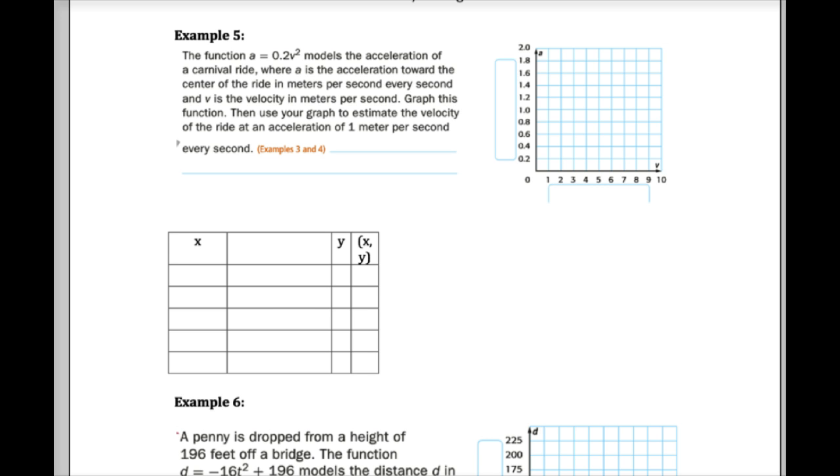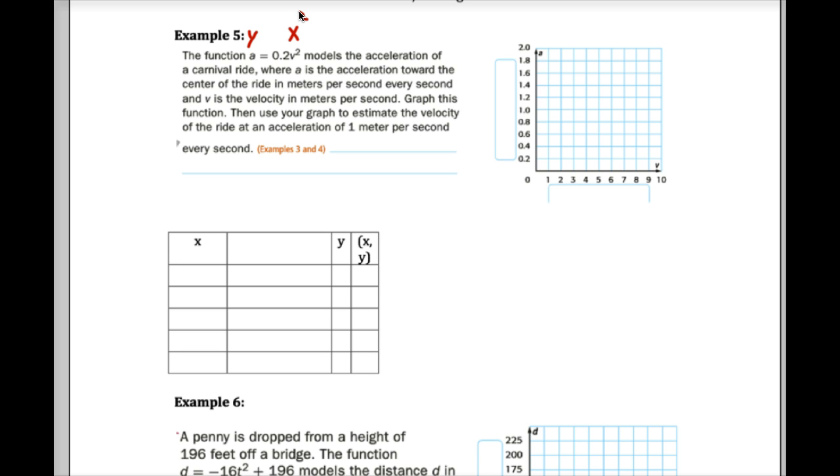They're using different variables than x and y. Which one do you think is x and which one do you think is y? Say something intelligent, people. You're on film. Guys, a is y and v is x. So a is going to be y and the v squared is going to be our x squared.